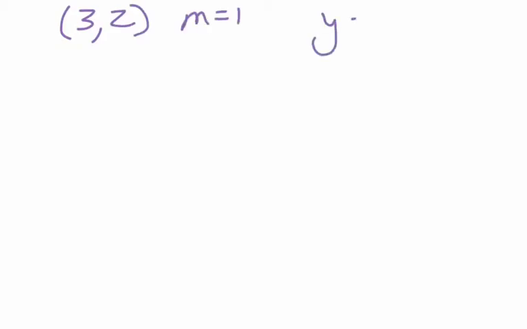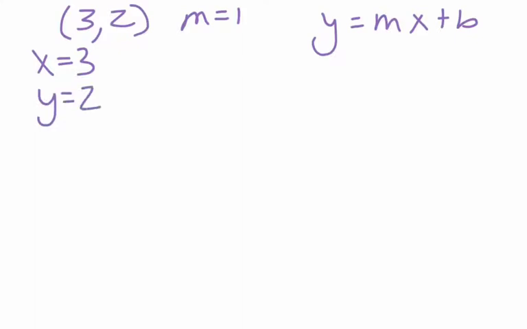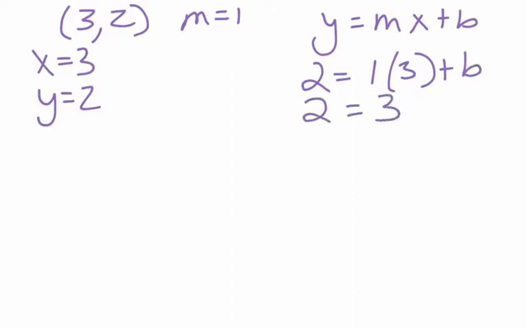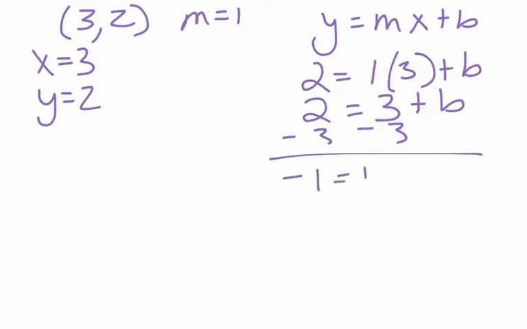Okay, so we have y equals mx plus b. We have a candidate for the x, and we have a candidate for the y. Because we know that if we plug in y equals 2, x equals 3, and a slope of 1, that will make the equation true if we have the right intercept. So we can actually use that to find the intercept. So y is equal to 2, slope is equal to 1, x is equal to 3, 1 times 3 is 3. Subtract 3 from both sides, and we get -1 is equal to b.